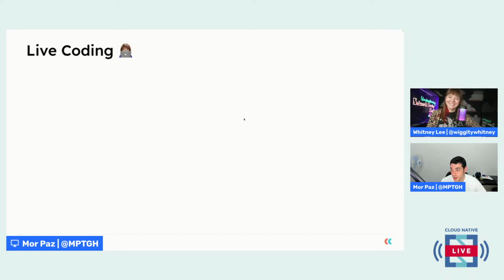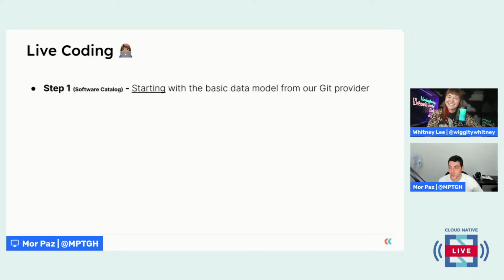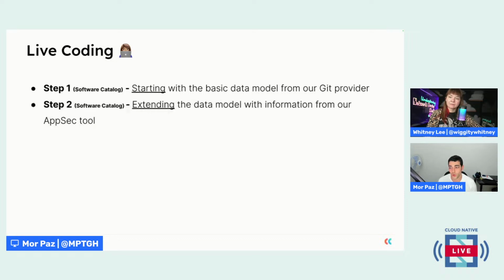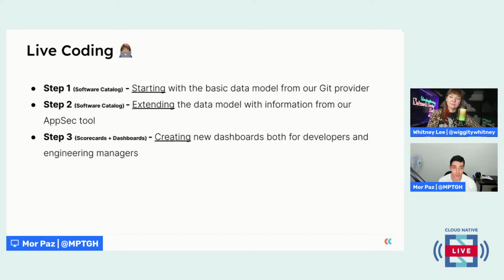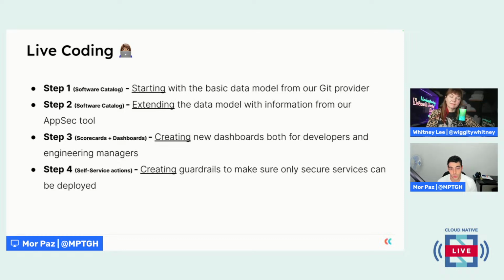And now it's actually time to start that demo. So let's go over what we're going to actually do. First of all, we're going to start with a basic data model from our Git provider. Then we're going to extend it with information from an application security tool. Then we're going to create new dashboards, both for developers and engineering managers. And finally, we're going to show how even when using self-service actions and providing developer autonomy and independence, we still manage to create guardrails to make sure that only secure services can be deployed.